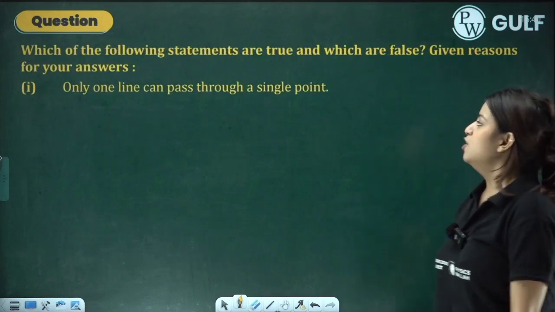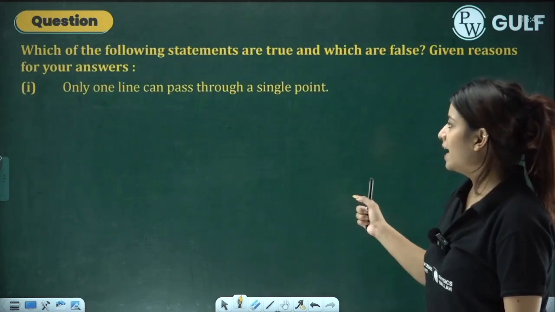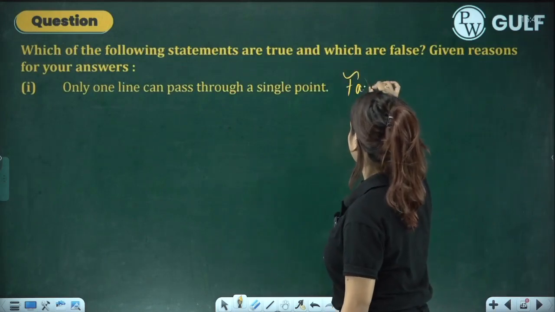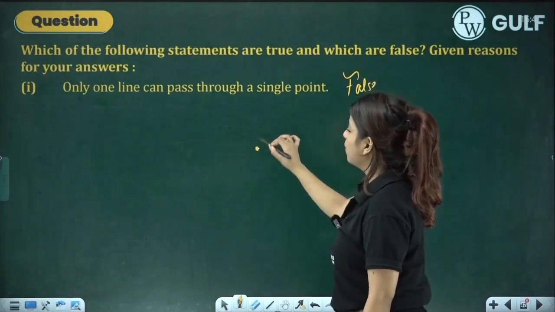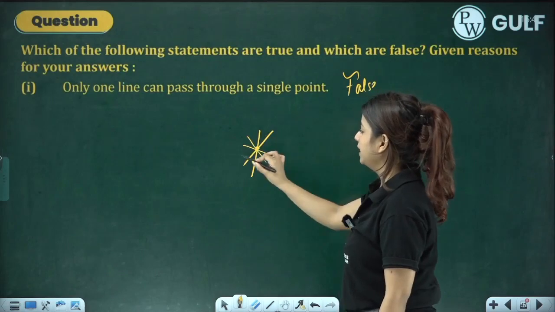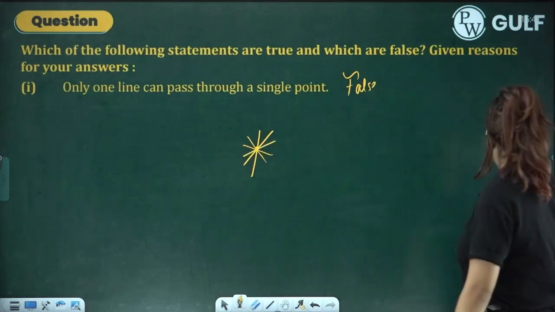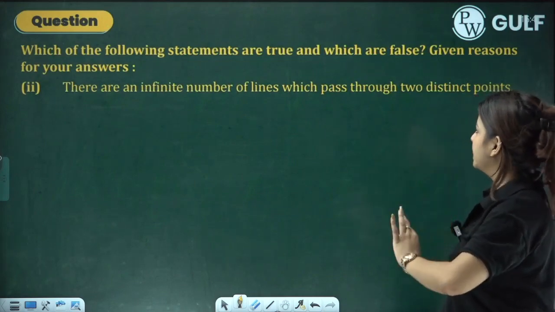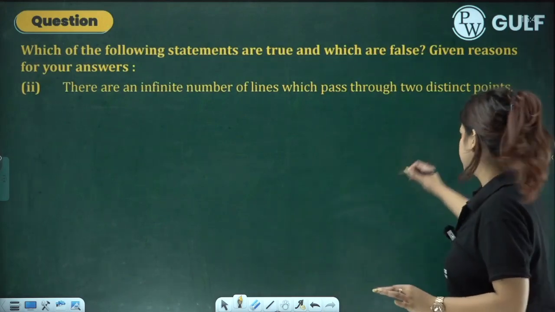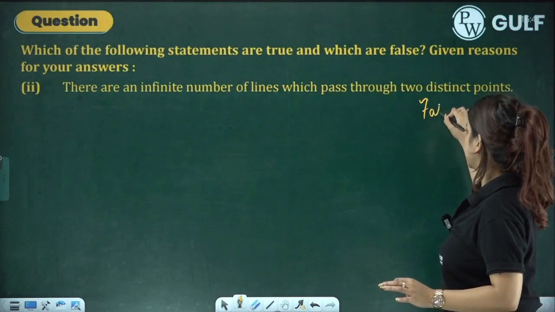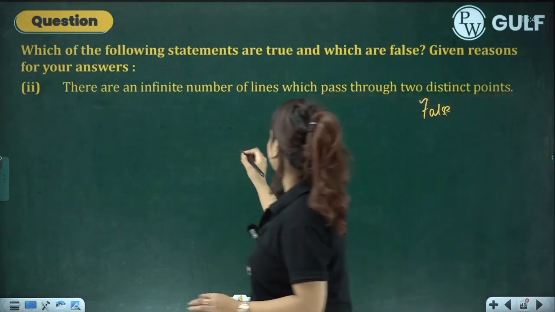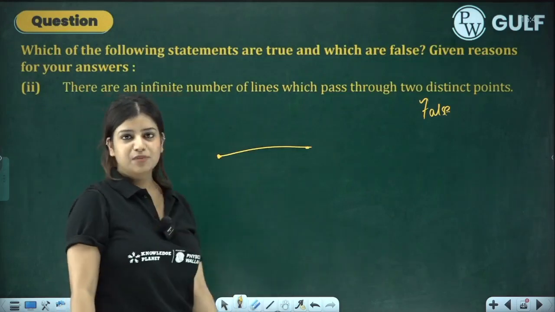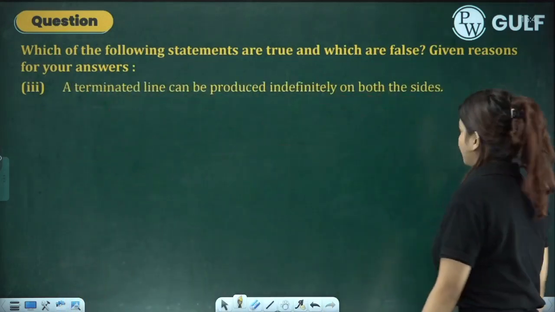The next is true and false. Only one line can pass through one single point. This is a false statement, students. Why? Because if one single point is given, infinitely many lines can be drawn through it. The next we have is there are an infinite number of lines which can pass through 2 distinct points. Now this is again a false statement. Why, students? Because if we are given 2 distinct points, only one line can pass through them.